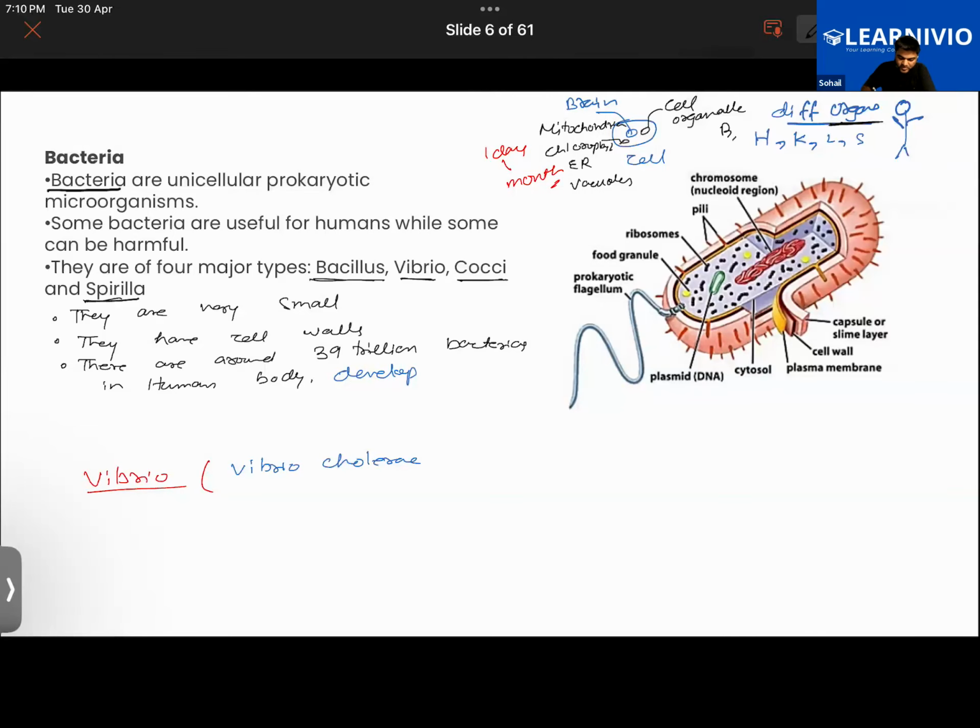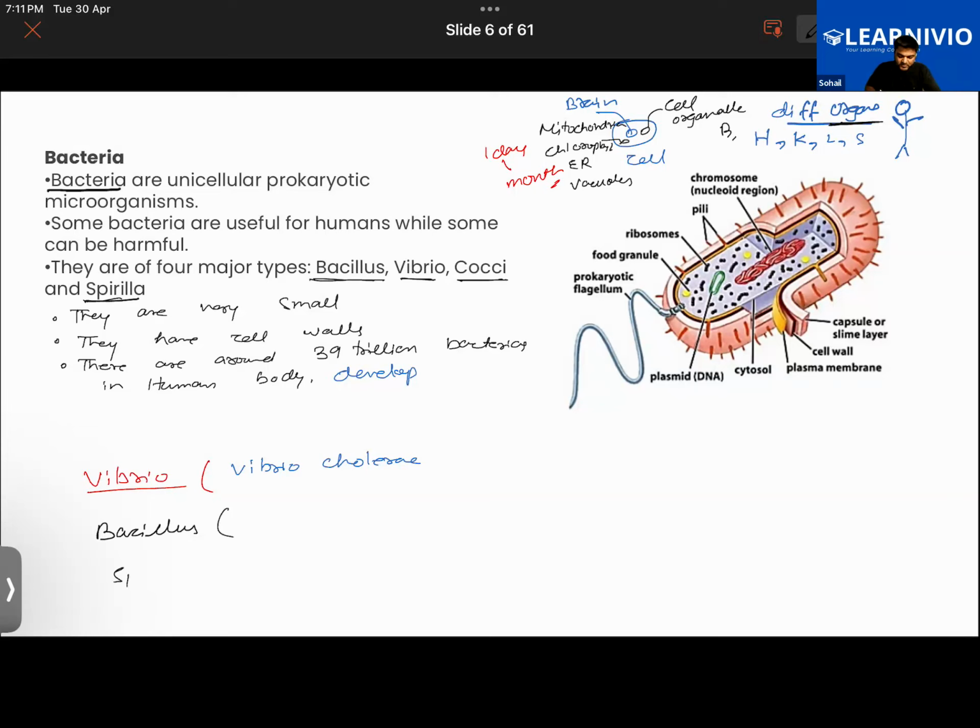Next, give me example of rod-shaped bacteria. Bacillus. Salmonella. Salmonella typhi. Bacillus-shaped bacteria, Salmonella typhi. Is it correct, Gauri? Yes, sir.